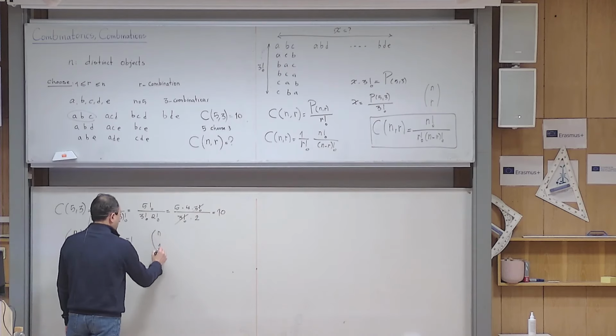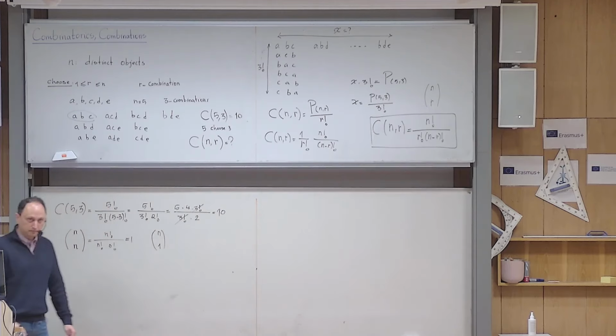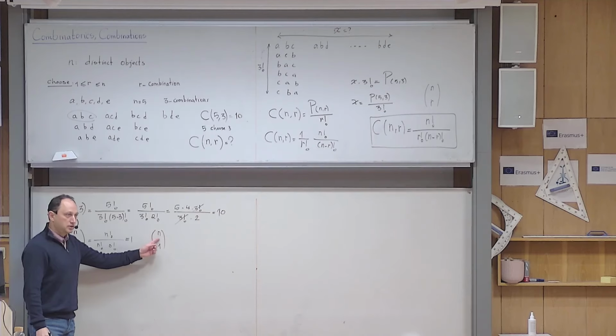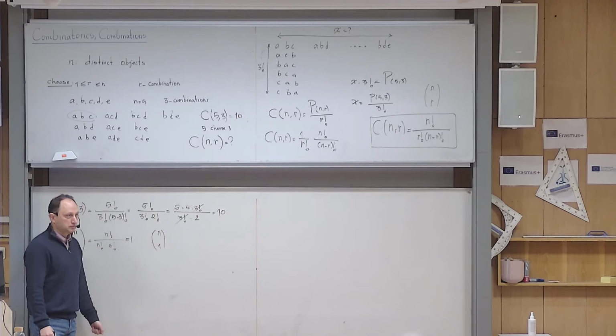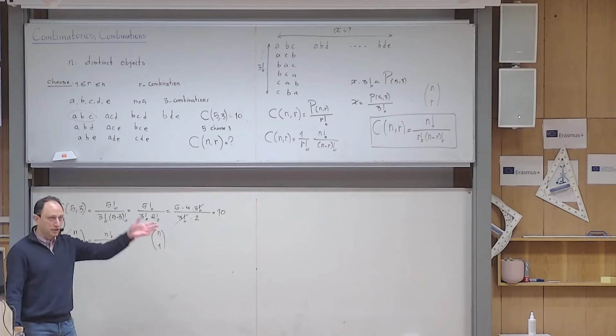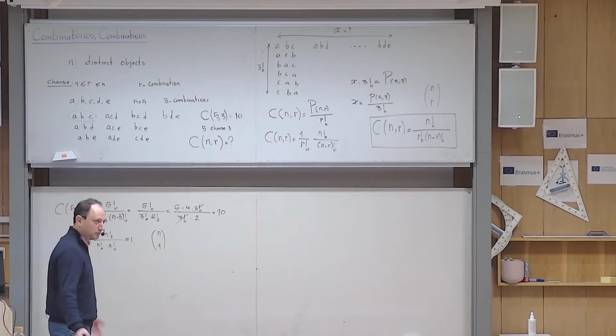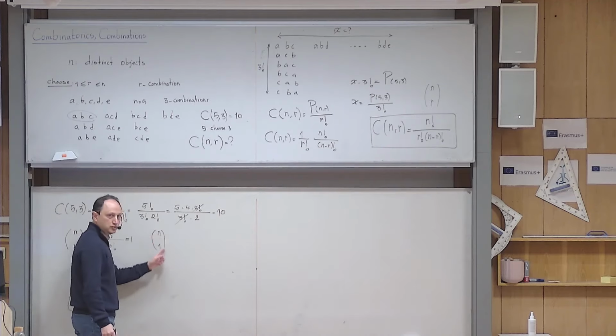What do you think this number will be? What is the meaning of this? It means that I have n distinct objects. In how many ways can I choose one of them? Isn't it obvious? I have n students. I want to choose one of them. How many ways can I do that? n ways. So we predict that this should be n.